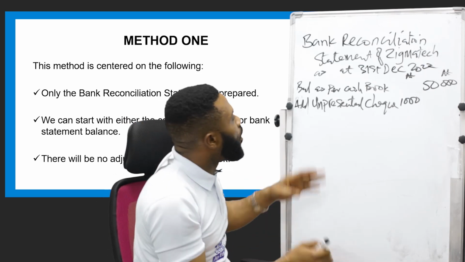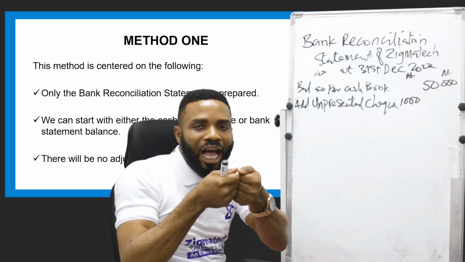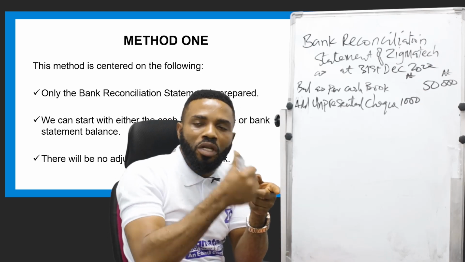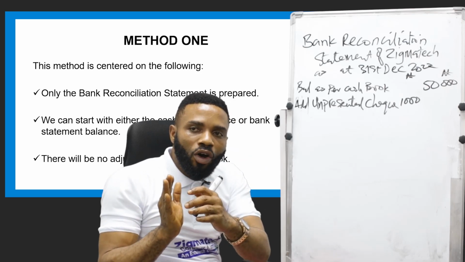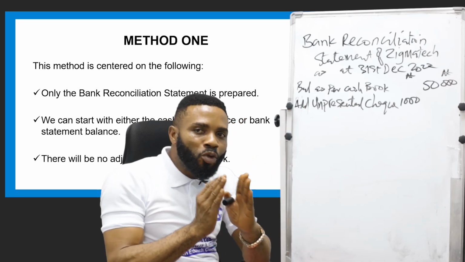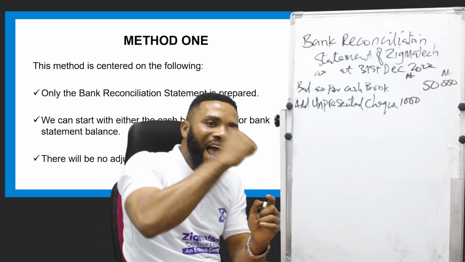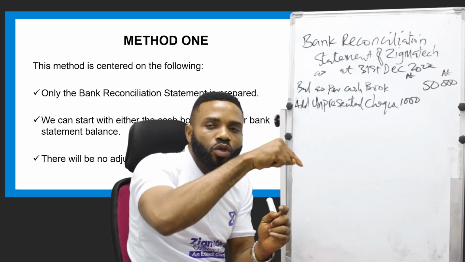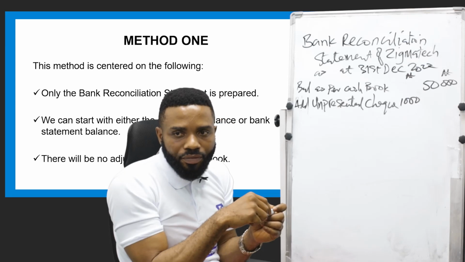Now, an unpresented check is a check that has been issued out in favor of a customer, but the customer has not taken it to the bank. So at that point, the balance of the bank will be higher than the balance of the cash book. To reconcile that discrepancy, you are going to add this particular check back to the cash book.